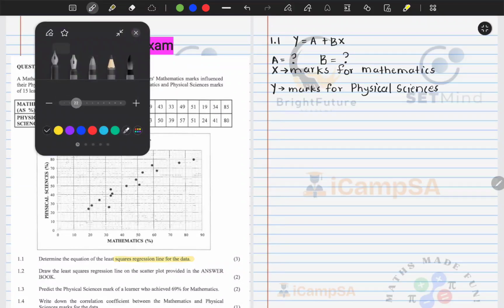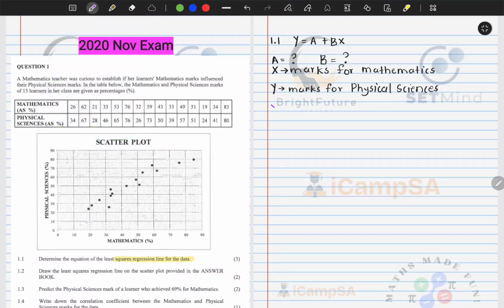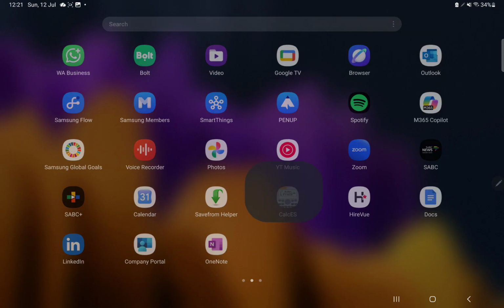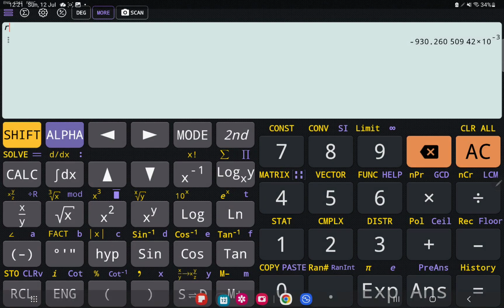So let's go ahead and find our values of a and b. And what you should note is that for you to find your a and b, you should use your calculator. Our calculator does the work for us to give us our regression equation. So let's go ahead and see how we deal with that.